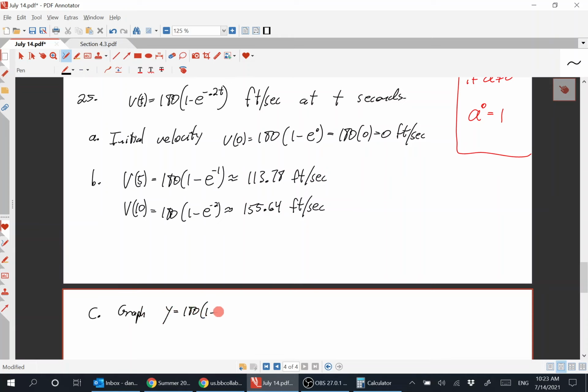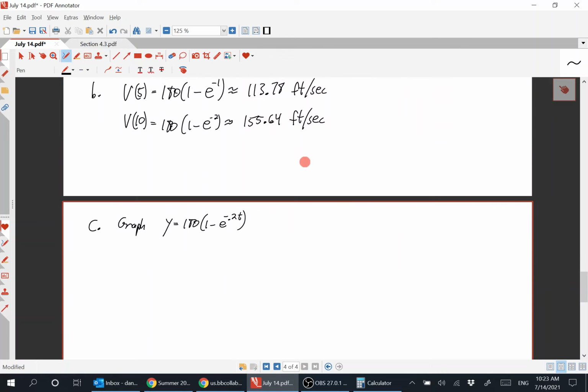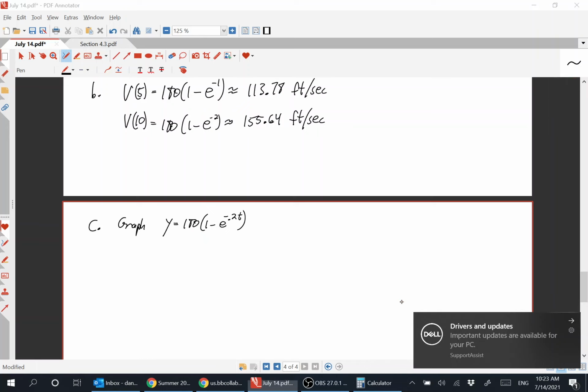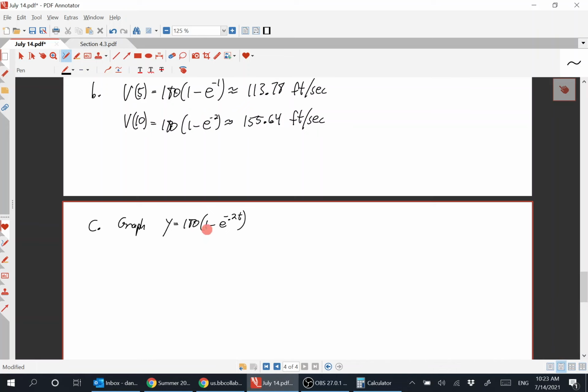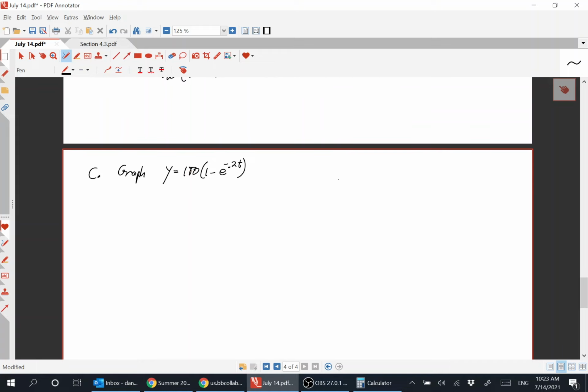(180)(1 minus e to the minus 0.2t). So as long as you have a 1 here, you're going to have a horizontal asymptote at 180. And then the question: is it a logistic growth or a logistic decay? Right, so here's y equal to 180 right there.